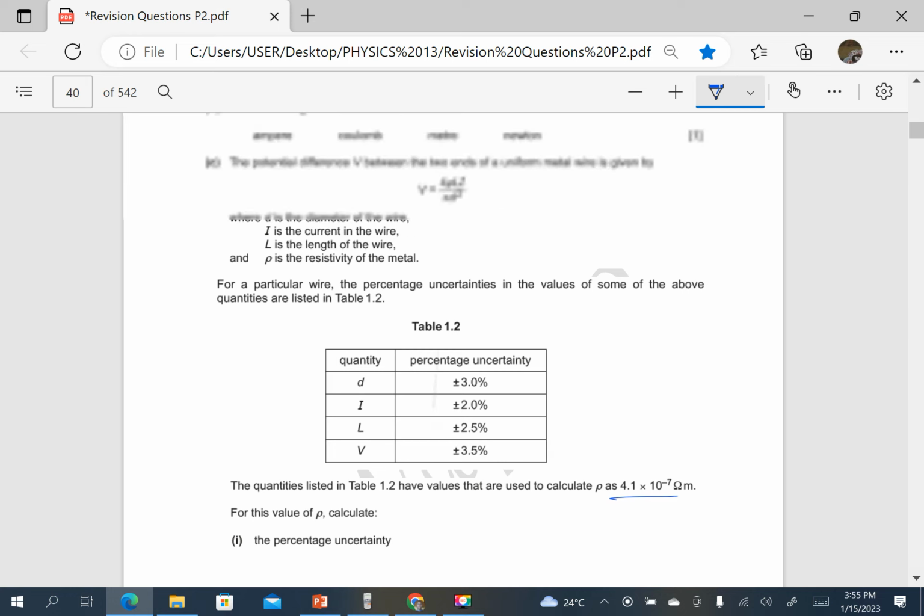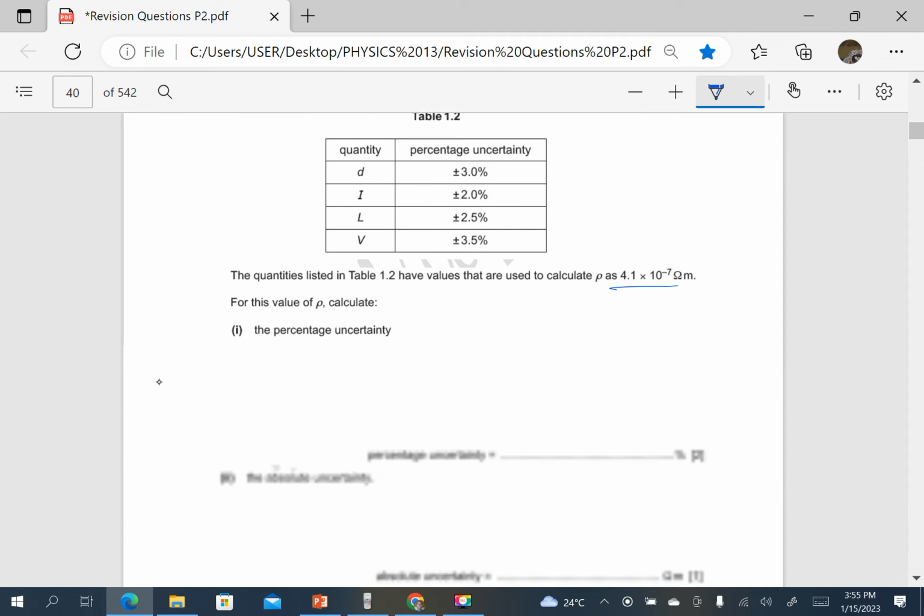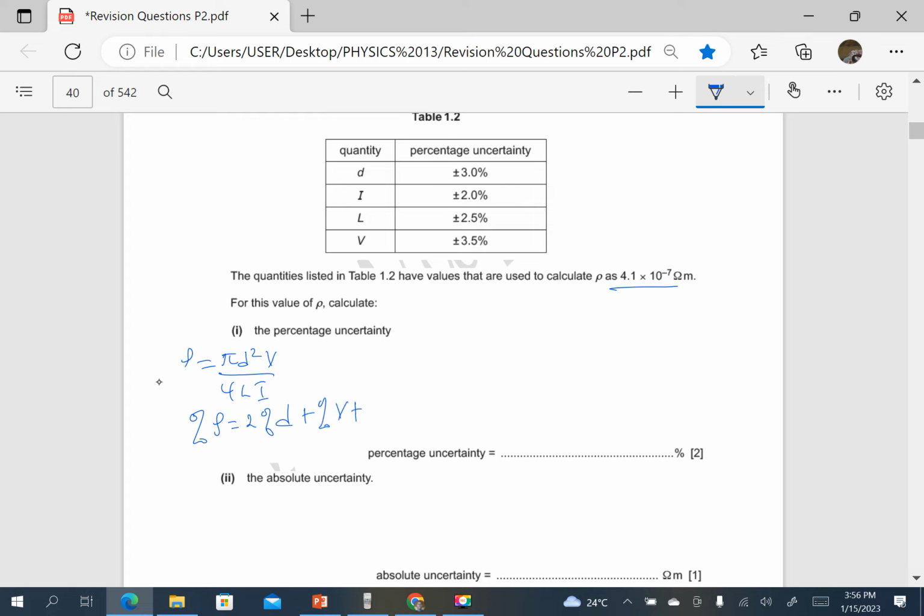So let's first find rho, making rho the subject here. Rho is equal to pi d squared times v divided by 4l times I. So percentage in rho is going to be twice percentage in D because of the power on D, plus the percentage in V, plus the percentage in L, plus the percentage in I. So it is going to be 2 times for D, which is 3, plus 3.5 plus 2.5 plus 2.0. That is 6 plus 6, that is 12. I think that is 14%.